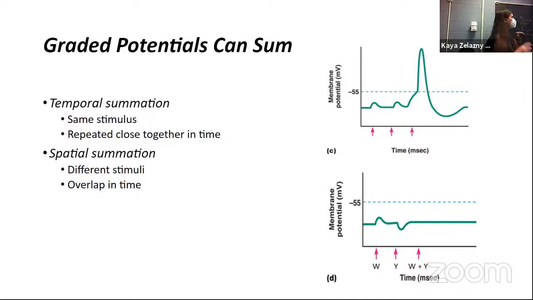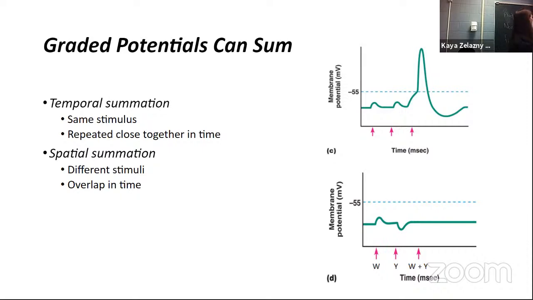This system wouldn't work very well if we always only had a single graded potential and left enough time for it to decay. If we always had to open every channel one by one, that wouldn't do much for us. It would be really hard to get to our threshold. We'd have to have a really big signal coming in. So what happens with graded potentials is that we can add them together. There are two ways they can get added together. They can happen really fast, one after the other, so they're snowballing. One doesn't have enough time to decay before the next one hits.